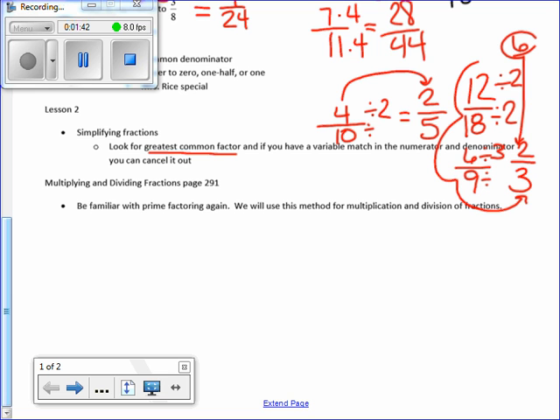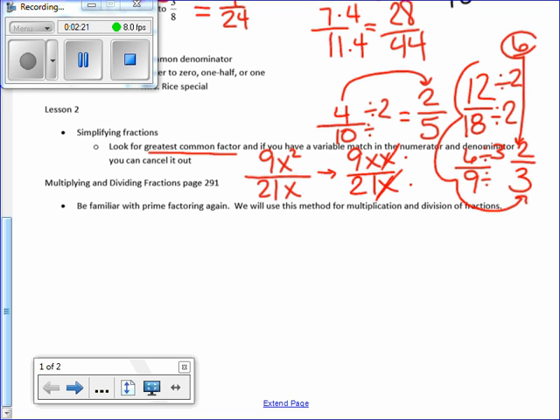If you happen to have a fraction that has a variable in it, so what if I had 9x squared over, I don't know, 21x, okay? Well, 9x squared, x squared means I have two x's, so that's 9x over 21x. And if you remember from a few weeks ago, I said if you have a variable in the numerator of the fraction and the denominator, those can cancel each other out.